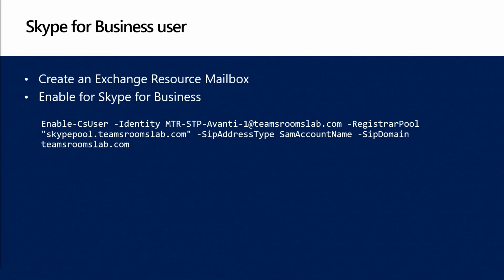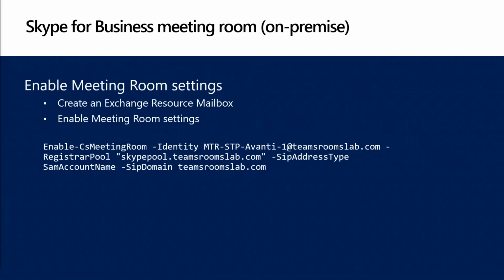So for Skype for Business, how do we do that? We create an Exchange resource mailbox, similar to the way we've done already, and then we run Enable-CsUser, where we're going to have to know the name of our Skype pool. You could also do this through the Skype for Business control panel. And then here's the command where we've decided we want to convert this from a user to a meeting room. So we're going to Enable-CsMeetingRoom. Here's the identity. Here's the registrar pool. And this is now converted to a Skype for Business meeting room.